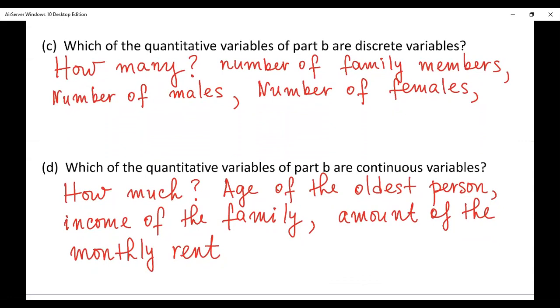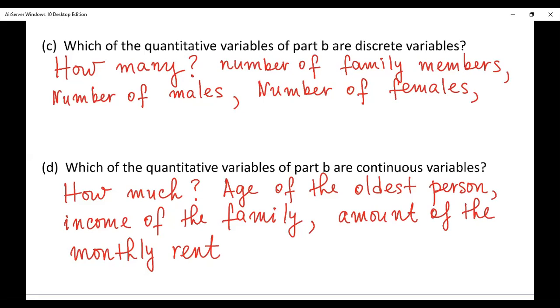So we discussed this one in class: when the variable answers the question how many, when we can count, it is discrete. So the number of family members is discrete. The number of males in the family is discrete. The number of females in the family is also a discrete variable because we can count them. We can ask the question how many.